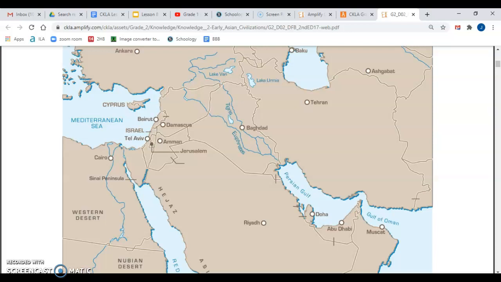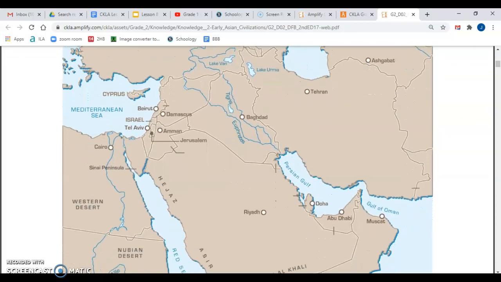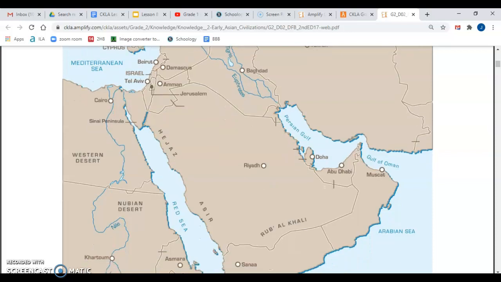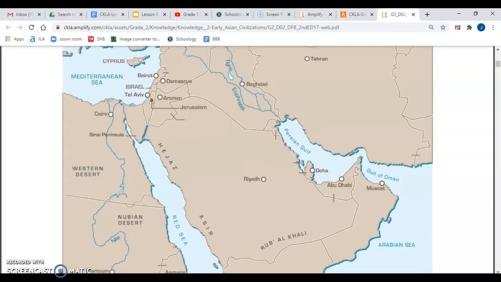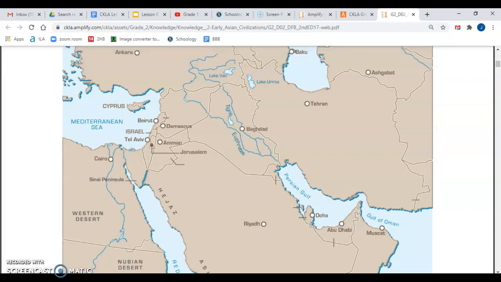Why don't I see it? Tigris, Euphrates, where's the Nile? Anybody else see it? Oh, it's right down here. I thought that's what it was, but I couldn't see the label. So here's the Nile, here's the Euphrates, and here's the Tigris River. So remember I said these rivers are super important for farming and for people because they need water. So they formed their civilizations around these rivers.